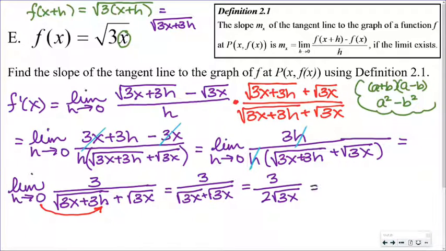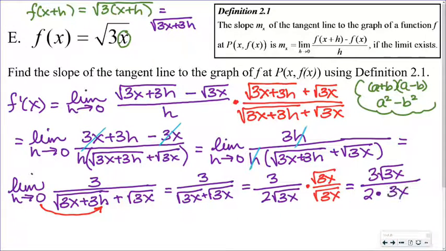So first, let's just rationalize it the old school way. I'm going to rationalize by multiplying by the radical in the denominator, and I wind up with 3 root 3x on top and 2 times 3x in the bottom. And now I can simplify these, okay? Oh, I think I made this a little bit more complicated than it needed to be. Let me back up just one moment and do this slightly easier.